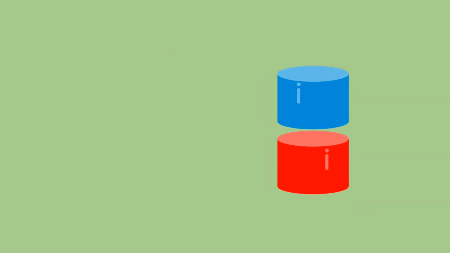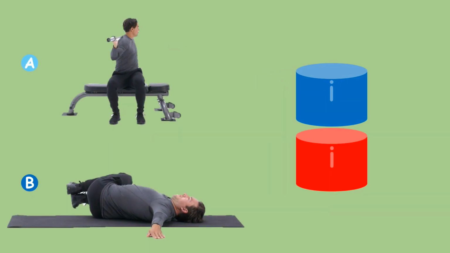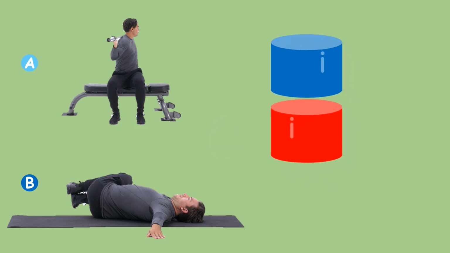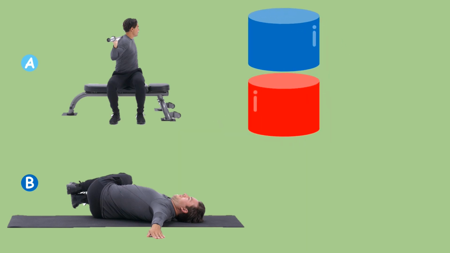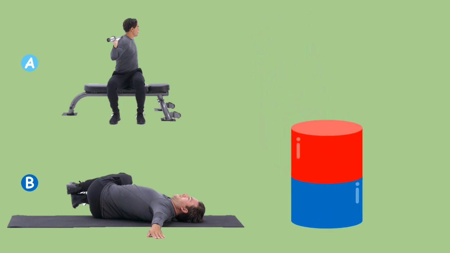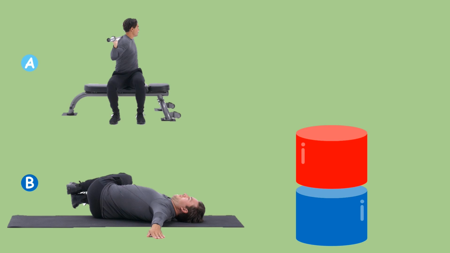Now let's look at these positions. For each variation A and B, identify which segment is mobile and which segment is stable. For variation A, the upper body is the mobile segment while the lower body stabilizes by counterbalancing the other way. For variation B, the lower body is the mobile segment while the upper body stabilizes by counterbalancing the other way.